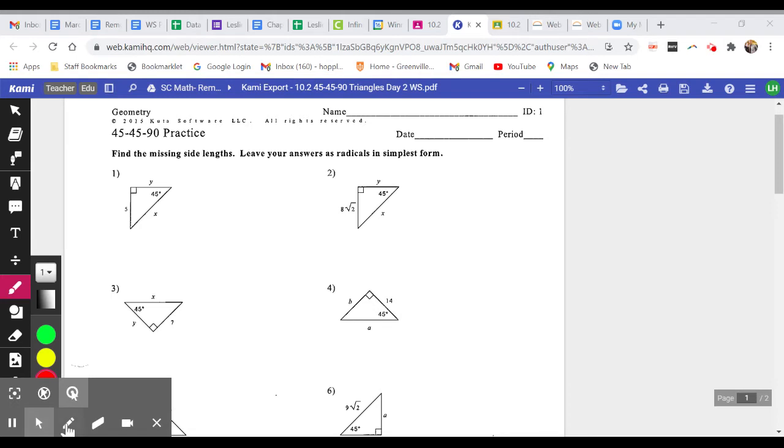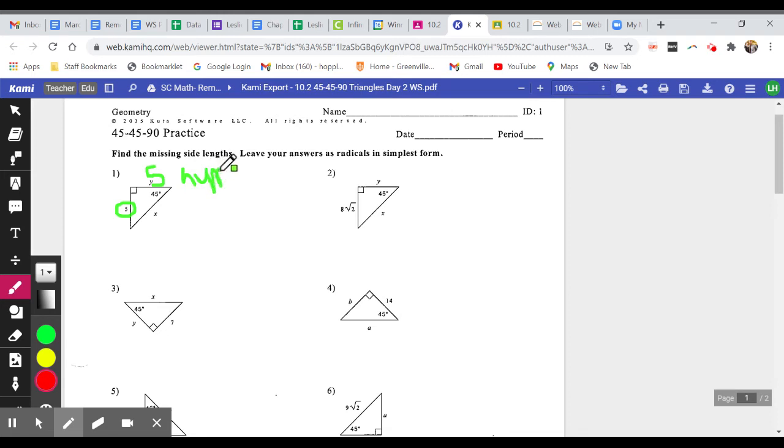So looking at number 1, this is a pretty easy one. If I know that a leg is 5, I also know that this other leg is 5. And then remember the hypotenuse, I'm going to shorten that as hypotenuse, or HYP. Hypotenuse equals a leg times root 2. So in this case, x equals a leg, which is 5, times the root of 2. So my final answer for x is 5 root 2, and then my final answer for y is 5.